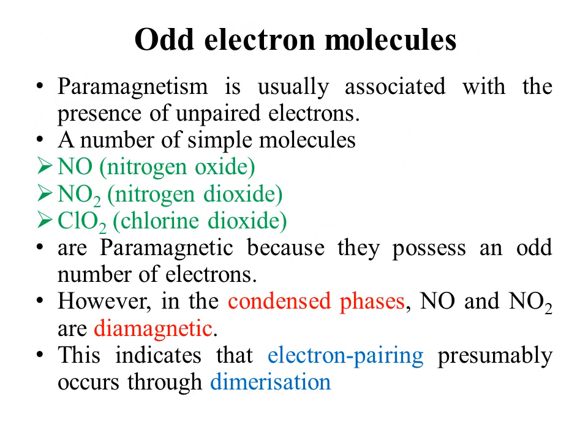Odd electron molecules. Paramagnetism is usually associated with the presence of unpaired electrons. A number of simple molecules like nitrogen oxide, nitrogen dioxide, and chlorine dioxide are paramagnetic because they possess an odd number of electrons. However, the condensed phases of nitrogen oxide and nitrogen dioxide are diamagnetic. This indicates that the electron pairing presumably occurs through dimerization.